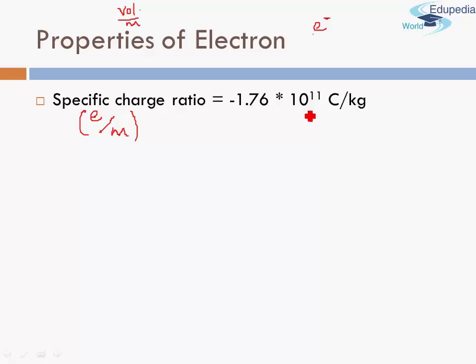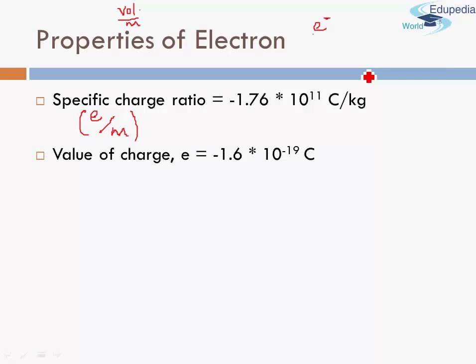It's quite high, 10 to the power 11. This C is for coulomb, and coulomb per kg is the unit. You have to remember this value: minus 1.76 multiplied by 10 to the power 11 coulomb per kg. You have to remember it for your exams.